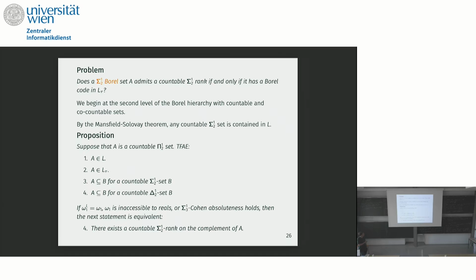That's easy to show. And the point here is that it's also equivalent to 4, and forces that there is a countable rank on the complement of this set. So this is exactly what we wanted, except that I'm using some additional assumption. The assumption is that one of three things. It's true if omega 1 of L is omega 1. This is true if omega 1 is inaccessible to reals, so it's inaccessible in every L of a real. And it's true if sigma 1, 3 generic cone absoluteness holds.